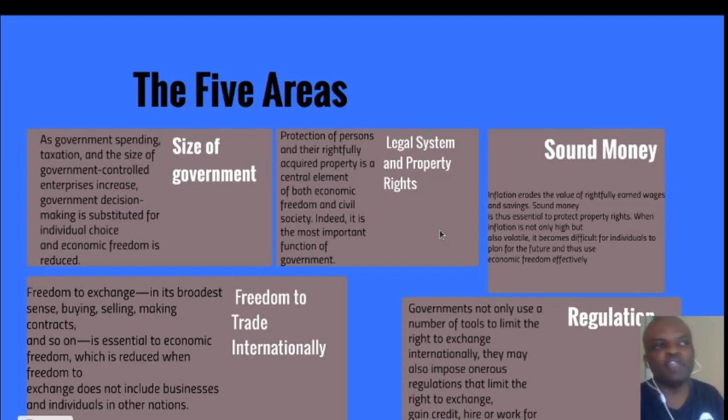Like if you can't get the best in capital, the best in people, then you can't produce the best goods. This should be an obvious thing to people. So don't restrict the free market movements. Don't try to pick between winners and losers.